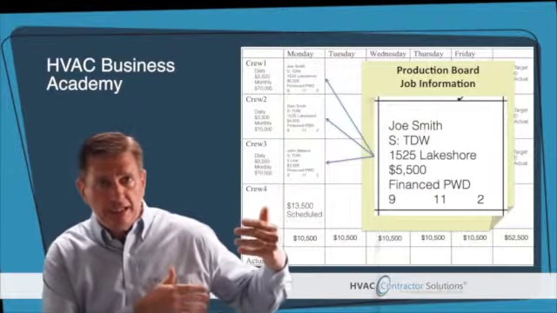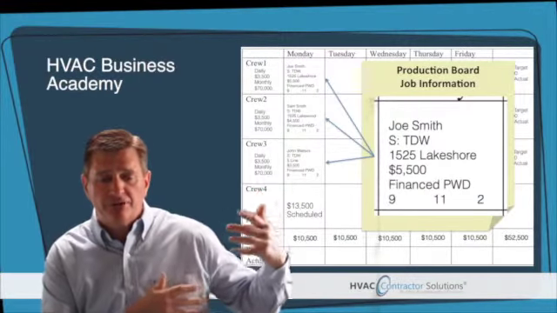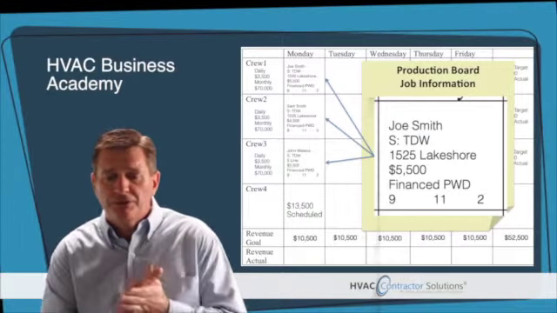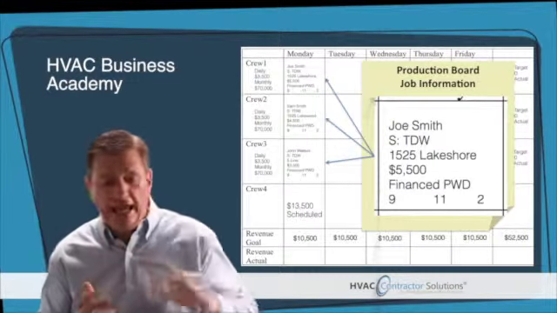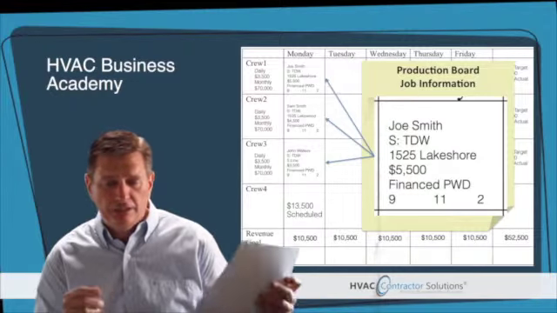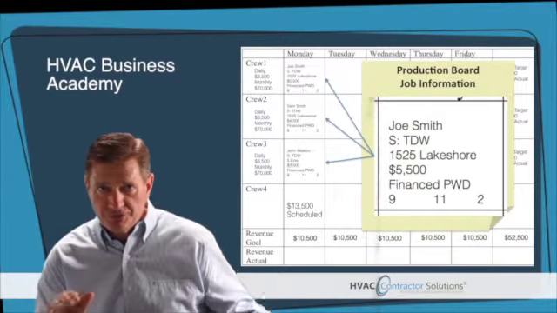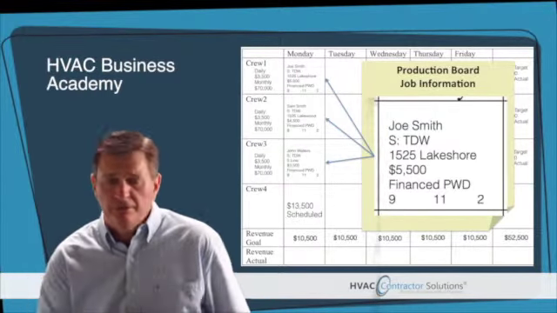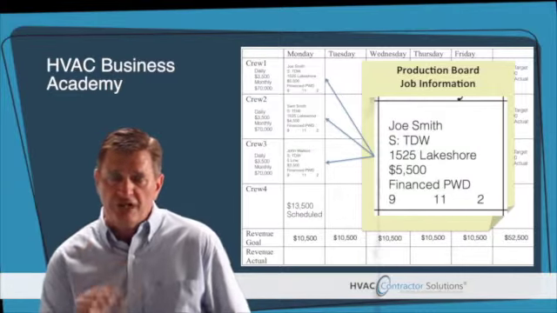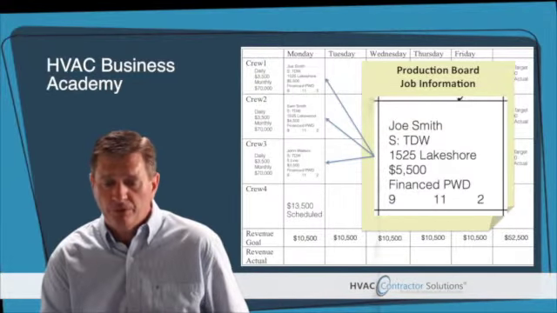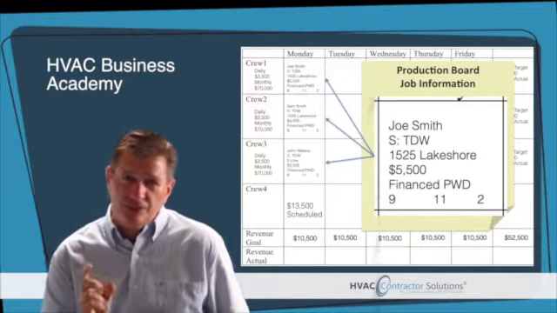As we start filling in our schedule of jobs that are sold, the production job information we want to have is the name, the salesperson, the address, and the phone number if it's there. We also want to know how much the job sold for as well. Okay? The next thing is real valuable.